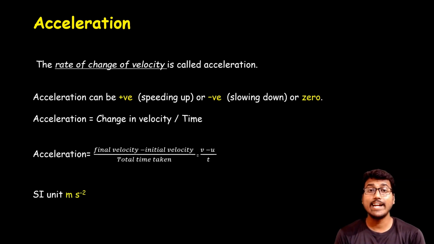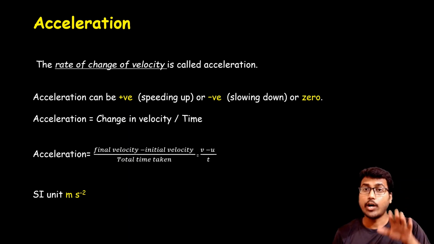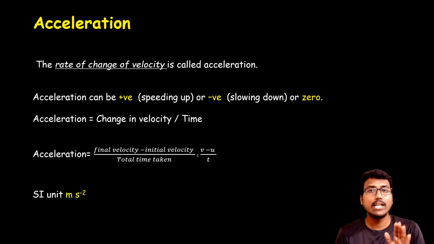Next we have acceleration. Acceleration is the rate of change of velocity. Yes, the rate of change of velocity is called acceleration. Now acceleration can be positive, negative, or zero as well. Based on the situation, we are going to have positive acceleration when we speed up the vehicle. When we slow down, when we apply the brakes, then negative acceleration, which is also called retardation. And zero when the vehicle is moving with constant speed.